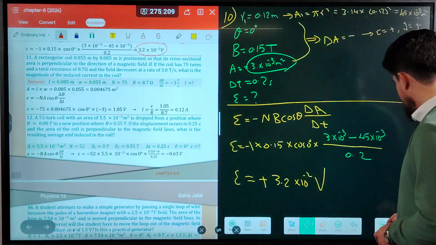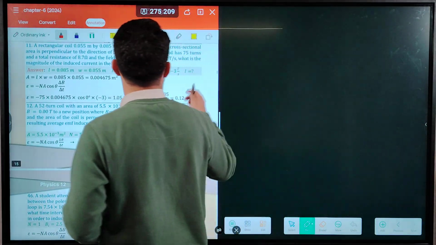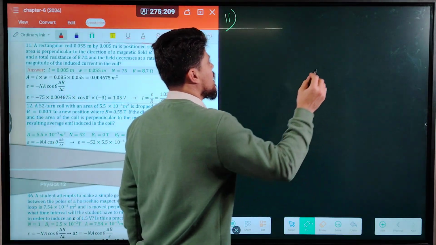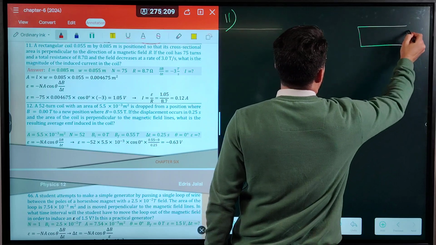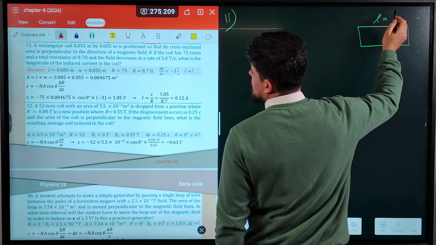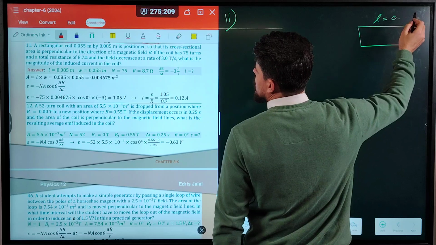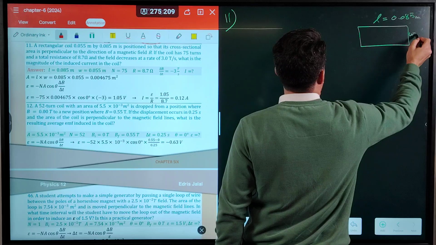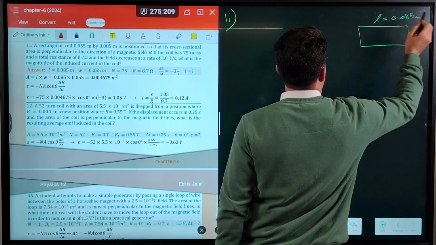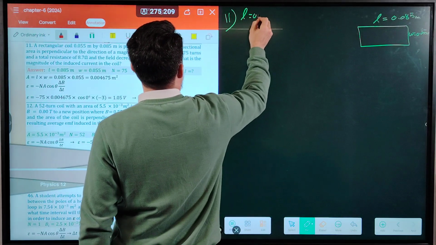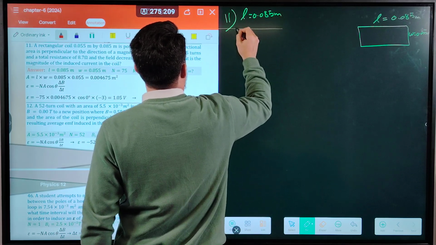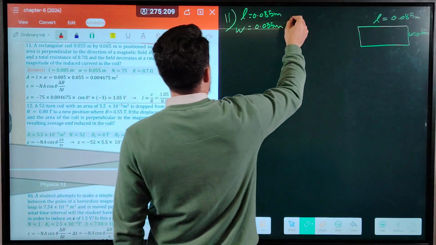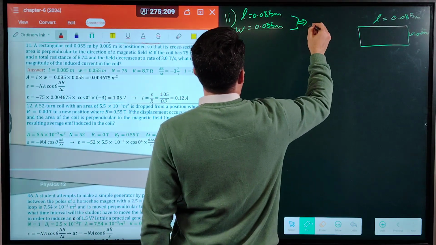Question 11. In review and assess, question 11. The question says a rectangular coil. A rectangular coil, what do you mean by this? It means that the shape of the coil is rectangular. Its length is 0.085 meter. Its width is 0.055 meter. Okay, length 0.085 meter, width 0.055 meter. So by giving length and width, you can determine area.